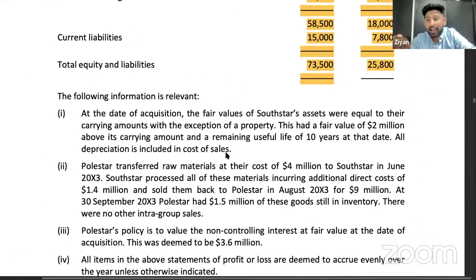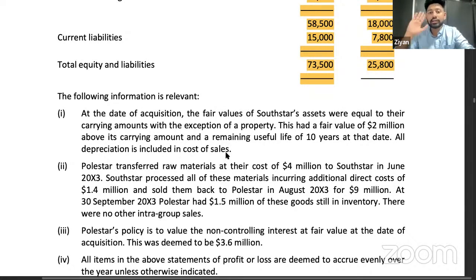Okay. At the date of acquisition, the fair value of Polestar's assets were equal to their carrying amount, with the exception of a property. Are you trying to balance the question, Tabish? No. You will not balance. Look, when I look here. Everything was equal to the carrying amount except a property. What are they trying to say? You should know by now. This had a fair value of 2 million above its carrying amount and a remaining useful life of 10 years at that date. All depreciation is included in cost of sales.